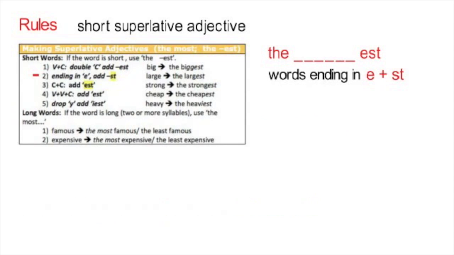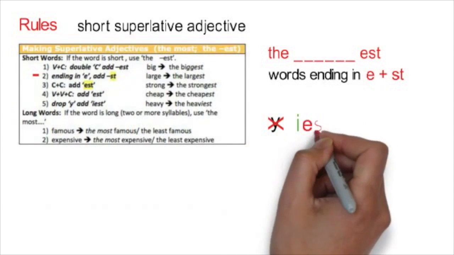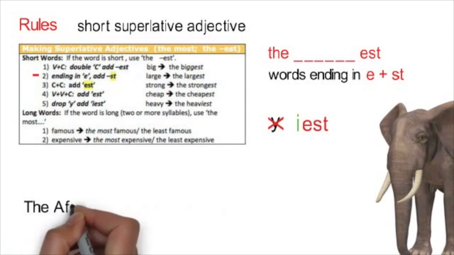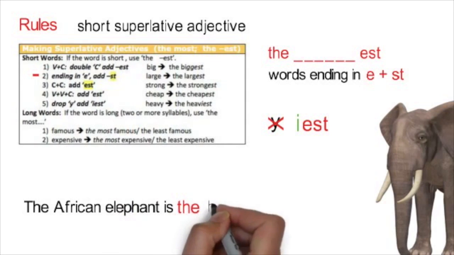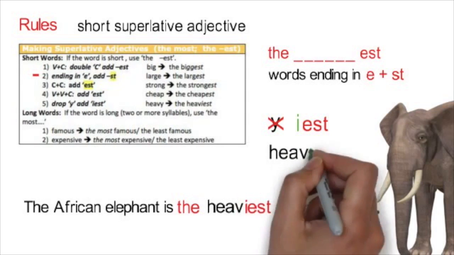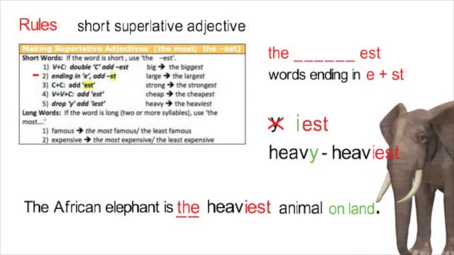For adjectives ending in Y, we need to take away the Y and add IEST. For example, the African elephant is the heaviest animal on land. Heavy becomes heaviest. Again, don't forget to add the.